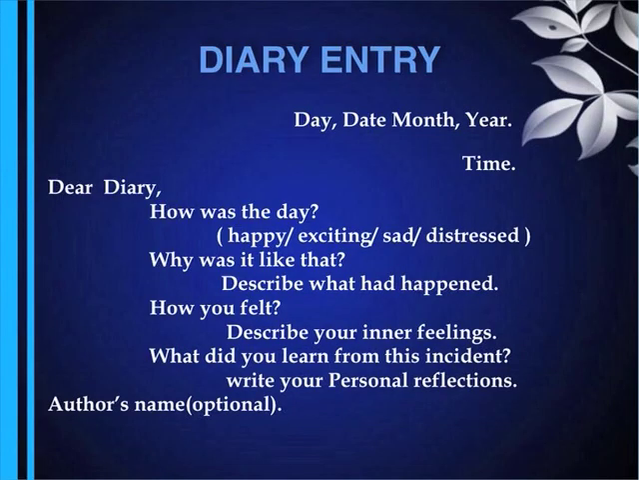Diary entry. This is the model, children. At the top right side corner, you write the day. The day here means it is Friday, Saturday or any other day of the week. After the day, you need to put a comma and write the date, month, put a comma, write the year, full stop. After that, just under it, you write the time.